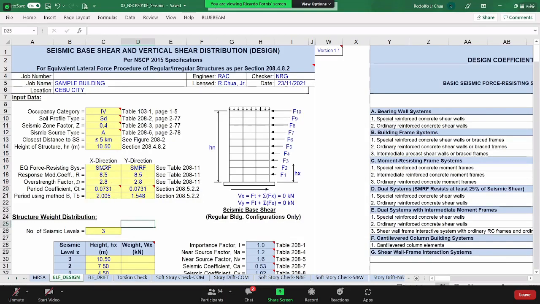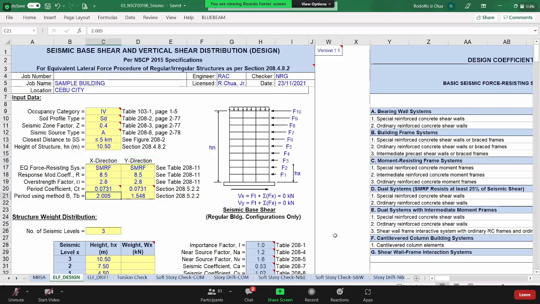So in our case, we're using SMRF, so we select 0.0731. I separated the X direction and Y direction because it's possible, if you are designing a tall building, that the direction in Y is different from the system you're going to use in X. It could be that X is SMRF and Y is shear wall, or it could be a dual system, a shear wall plus moment frame combination.